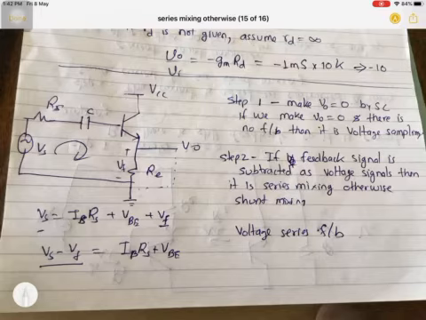In step 2, mixing. If the feedback signal is subtracted as a voltage signal, then it is series mixing. If the feedback signal, that is Vf, is subtracted from the input signal as a voltage signal, or in other words, if it is subtracted from the source in series format, not in shunt format, then it is series mixing, otherwise shunt mixing.